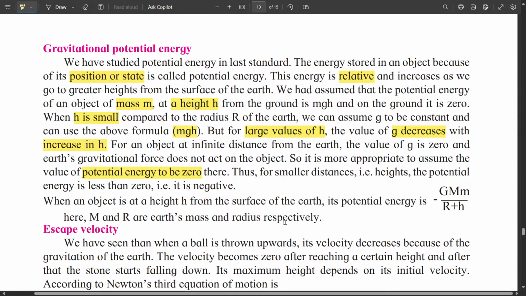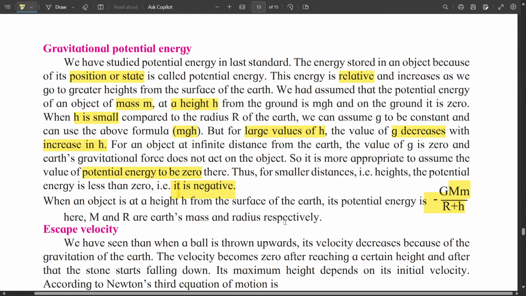For smaller distance, the potential energy has to decrease, because we know that as the height decreases, potential energy decreases. So if at infinity it is 0, then at any other distance less than that, the potential energy should be smaller than that value. That means potential energy should be negative. And the formula is minus GMm upon r plus h.